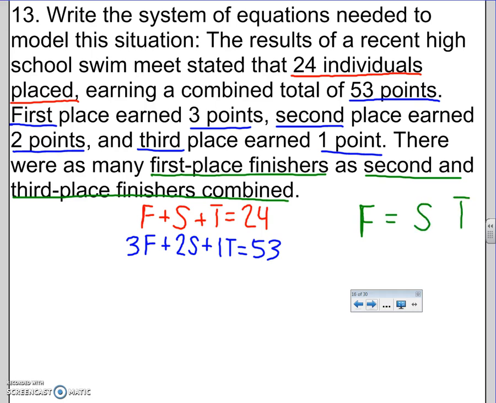But there are just as many as the other two combined. So when you combine the other two, you have to add them. So F equals S plus T. Now realize that is not in the correct format. We want it to be in elimination form.